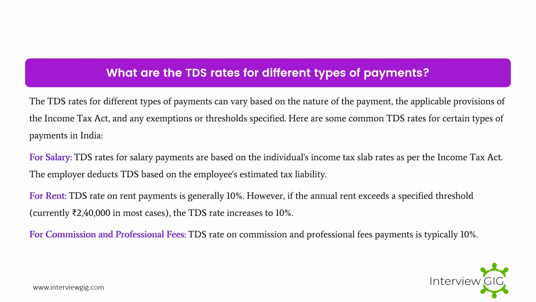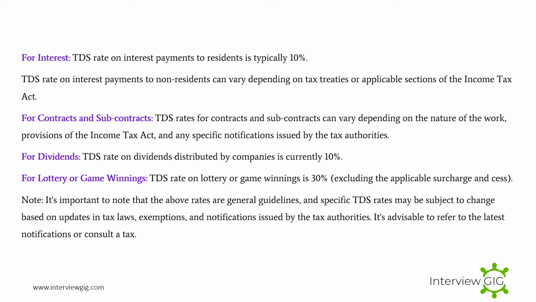For rent. TDS rate on rent payments is generally 10%. However, if the annual rent exceeds a specified threshold, currently 2,40,000 in most cases, the TDS rate increases to 10%. For commission and professional fees. TDS rate on commission and professional fees payments is typically 10%. For interest. TDS rate on interest payments to residents is typically 10%. TDS rate on interest payments to non-residents can vary depending on tax treaties or applicable sections of the Income Tax Act.